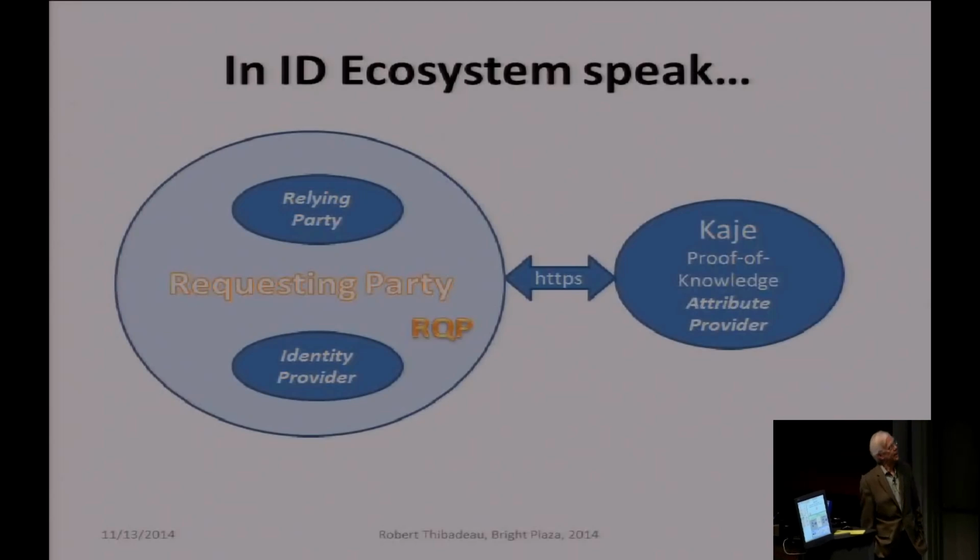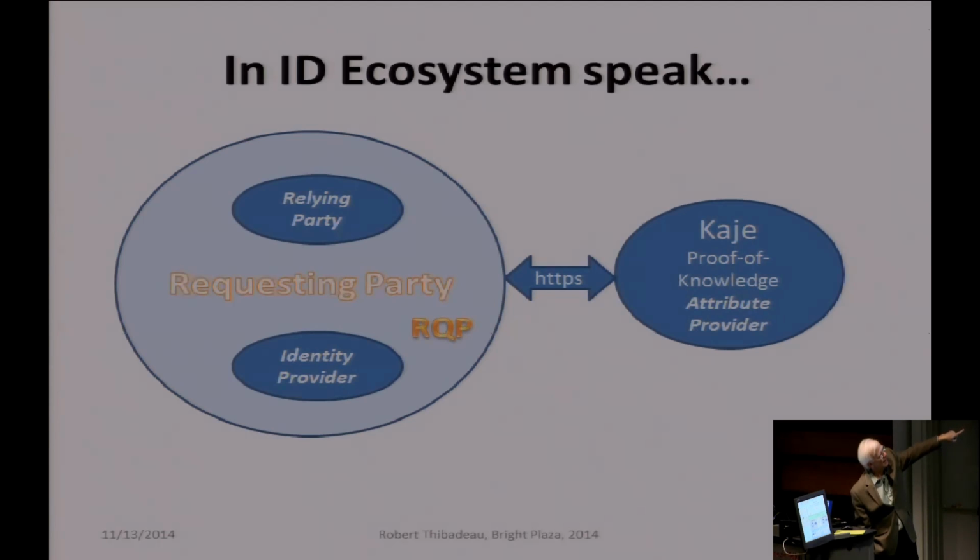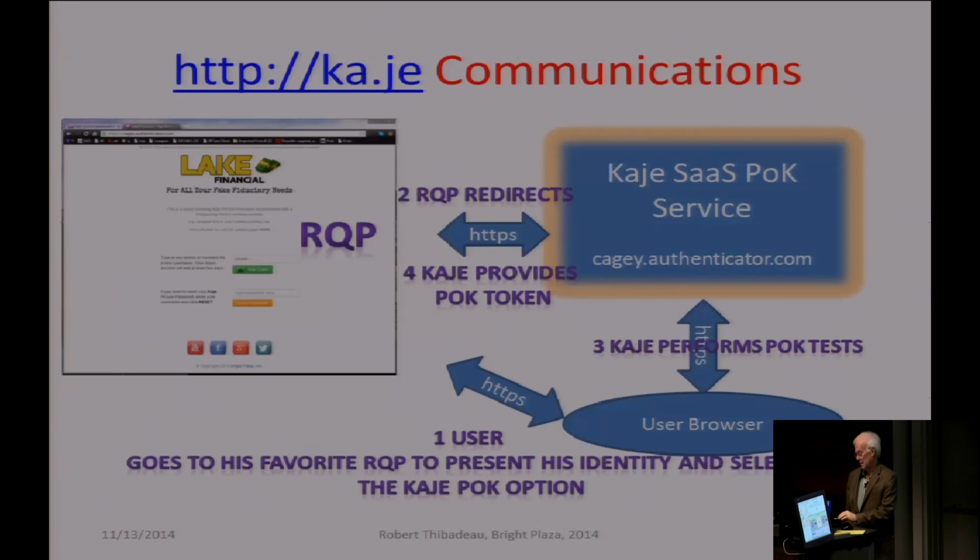And in the ID ecosystem, or NSTIC speak, we don't really care whether the invocation of our SaaS service is from an identity provider or a relying party. So we just generally call whatever is requesting us a requesting party. And that's very much like OAuth and UMA and some of the other ones that use the same terminology.